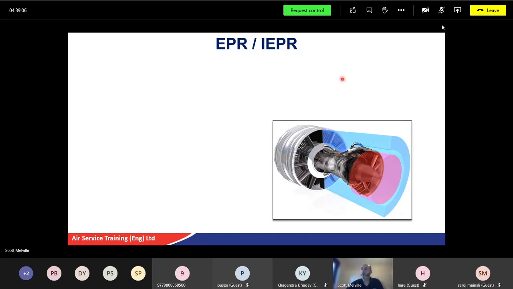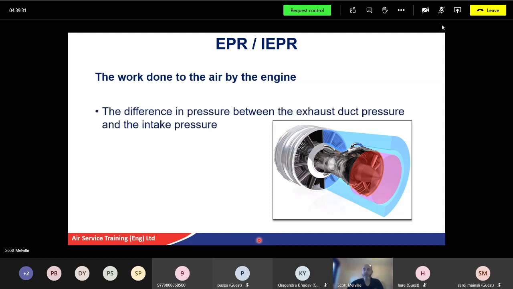And then both of these over the intake pressure, yeah? So EPR is the exhaust pressure on its own over intake pressure, but IEPR is the cold stream pressure and the exhaust pressure, again over the intake pressure. So there's two things on top, all over the intake pressure. Good. Basically, it's the work done to the air by the engine, the pressure ratio, depending if it's a pure jet, a bypass, or high bypass. So the difference in pressure between exhaust duct pressure and intake, whether it's exhaust on its own or integrated with cold stream and hot stream.